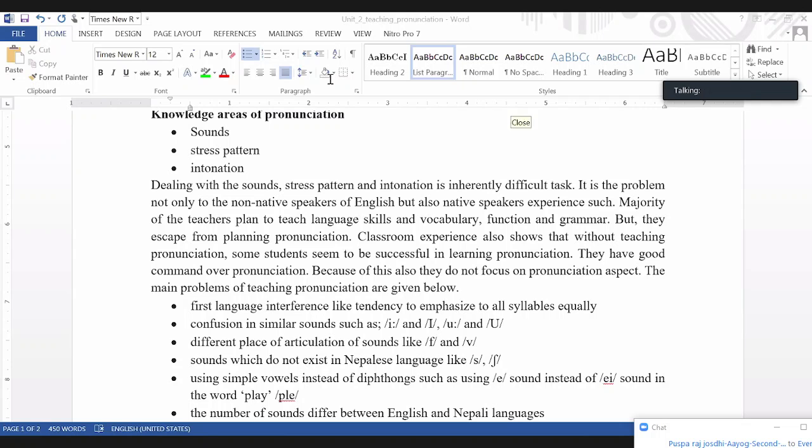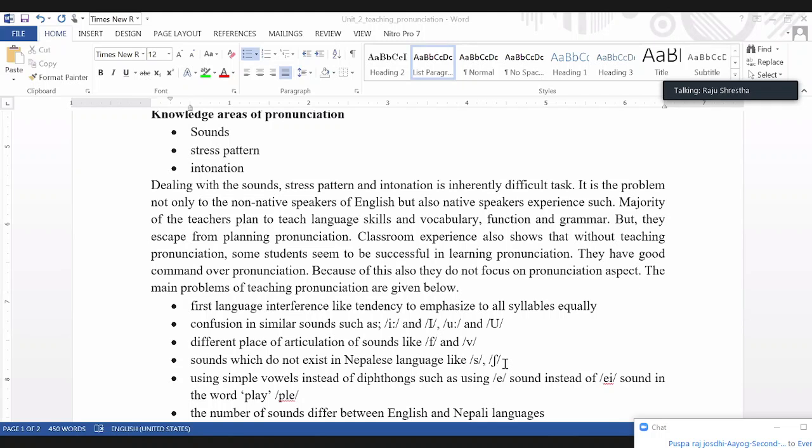Yes, this is about sounds which do not exist in the Nepali language. There are variations in sounds also. In Nepali, for example, there is a thin sa and a thick sa, whereas English has just one s sound. So there are sounds in English that Nepali lacks and sounds in Nepali that English lacks.